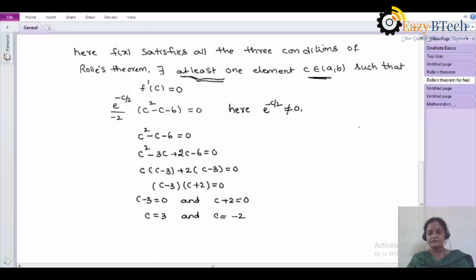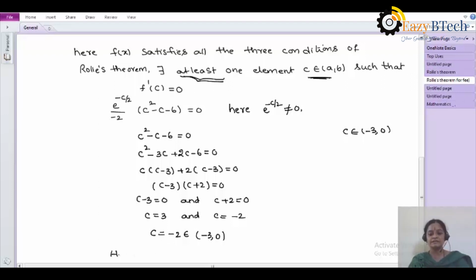Then our interval was given as (minus 3, 0) and the values are 3 and minus 2. Verifying these values, 3 and minus 2, which value belongs to the given interval? That means c equals minus 2 is the value which belongs to the open interval (minus 3, 0). So the three conditions are satisfied: the existence of one element, where that element belongs to the given open interval.